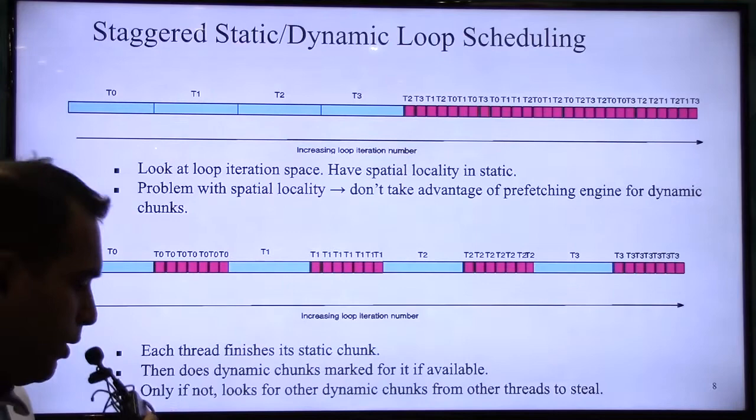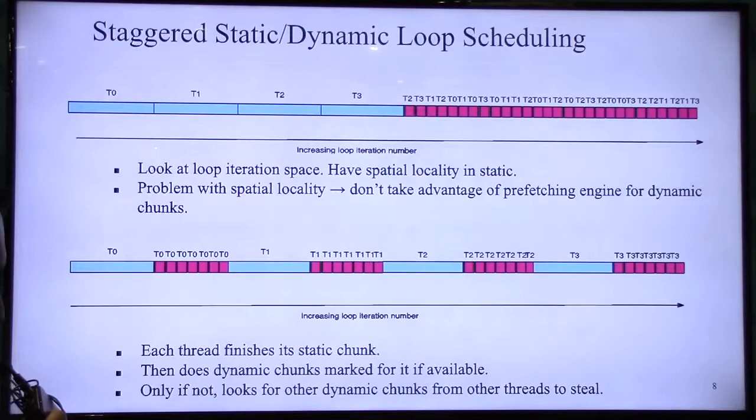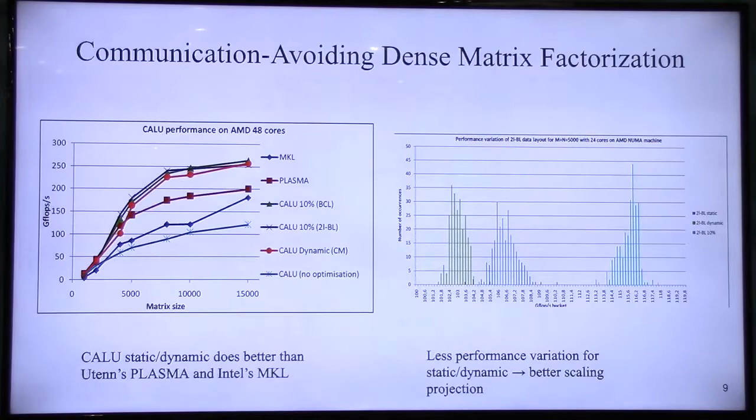With this basic static dynamic scheduling strategy, due to time, I'm not going to go through everything. We found that for a communication avoiding LU code that was deemed to be already much faster than the baseline LU code, we actually further improved it by 34%.